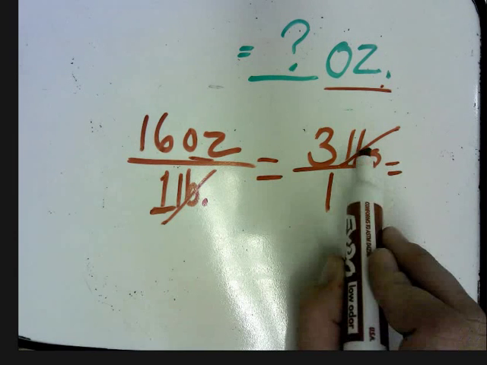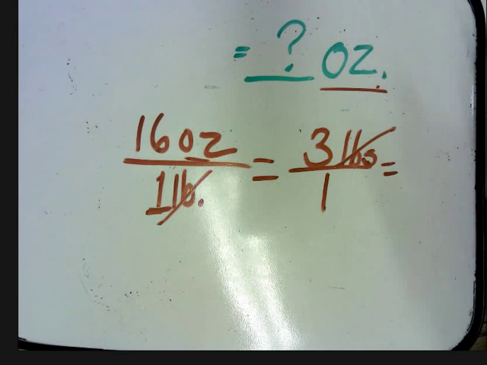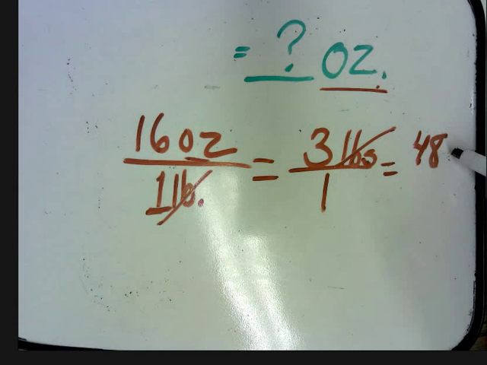48 is over 1 times 1 is 1. You wouldn't necessarily write the answer like this. You would put it in simplest form, which of course is 48 ounces, or in this case, 48 1-ounce bags.